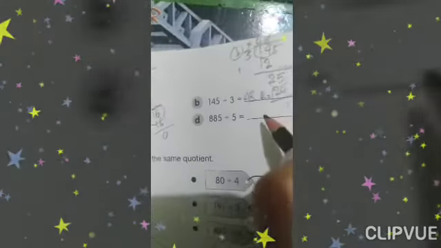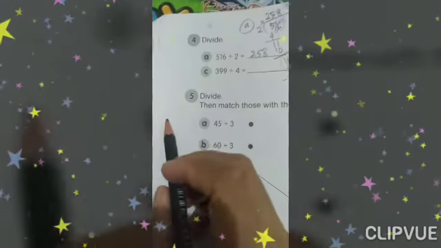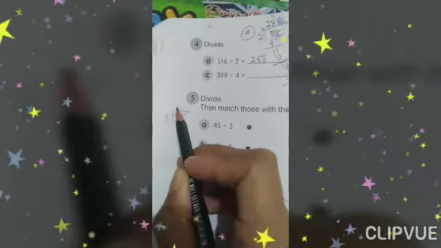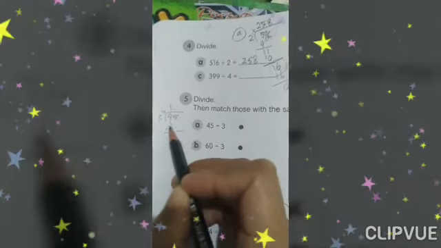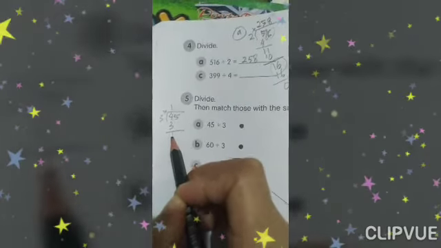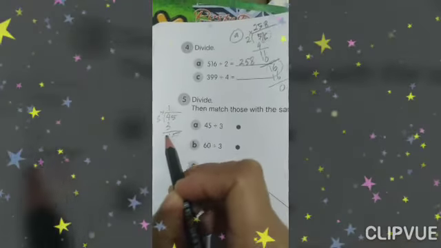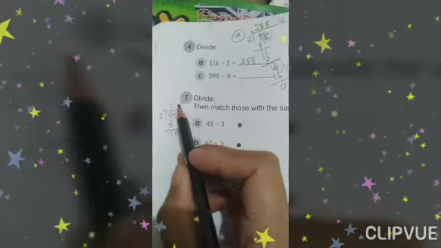Next, number 5, divide, then match those with the same quotient. Number 1, A. 45 divided by 3 equals blah blah blah. 4 divided by 3, 1. 3 times 1, 3. 4 minus 3 equals 1. And then you write 5 here. It becomes 15. 15 divided by 3 equals 5.